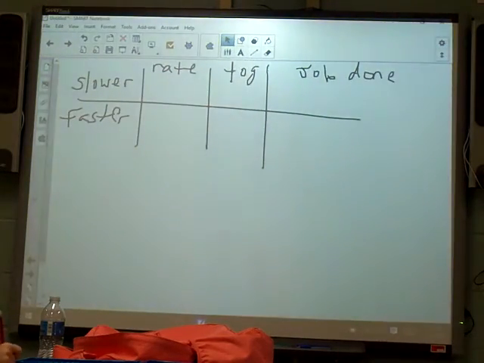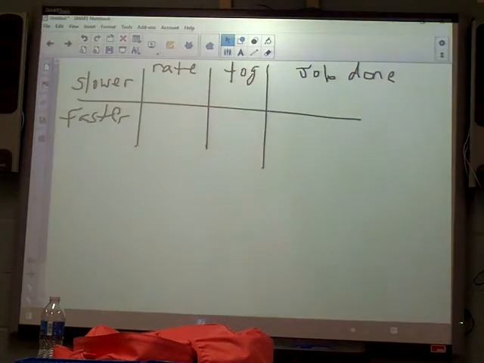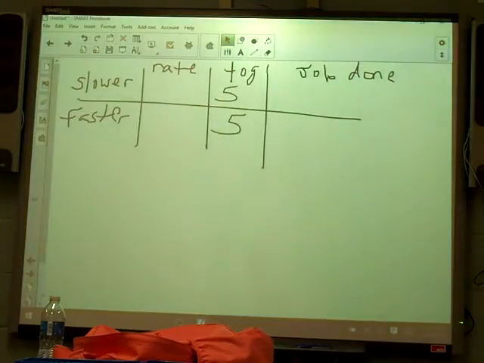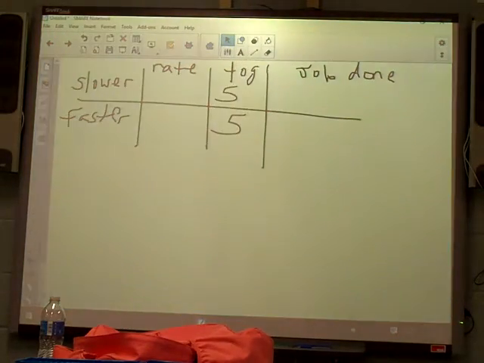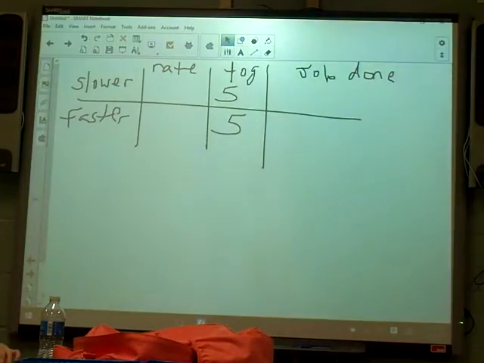Alright, so what we know, let me read to you again. It says together they can complete the job in 5 hours. So that's going to go in both of them's together column. 5 and 5 right there. Other thing that we know is that the faster chef can do it 2 hours less than the slower chef. But here's where it gets tricky. How fast does the slower chef go? We don't know. We got a variable there.